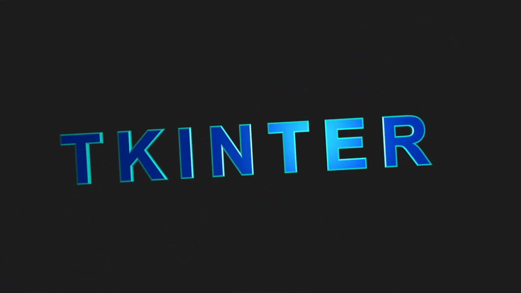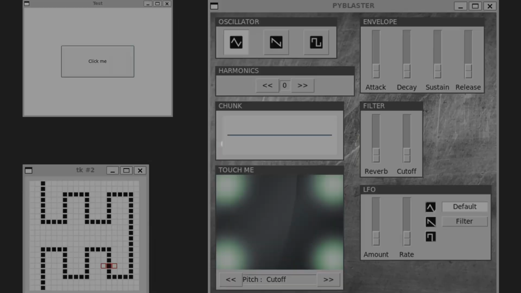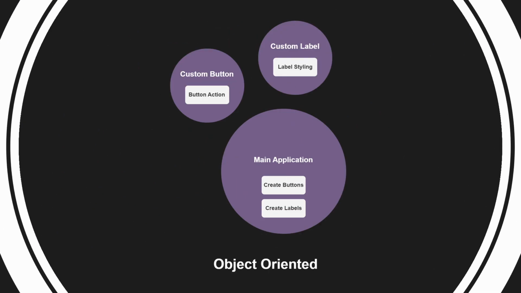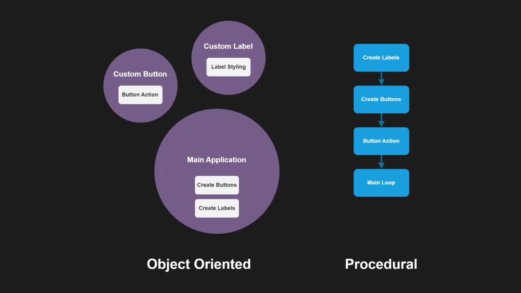Tkinter is a cross-platform framework to build graphical user interfaces which is integrated into the Python standard library. It doesn't require any installation and can be used instantly. Tkinter follows an object-oriented approach, but it also allows you to write your graphical user interface logic in a procedural, less complex way, which might be handy for smaller projects.